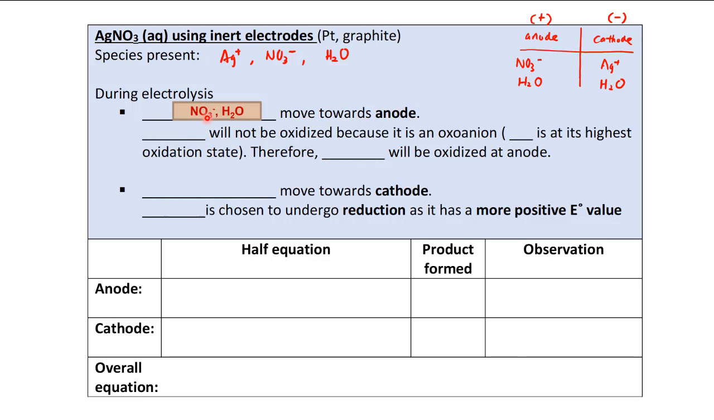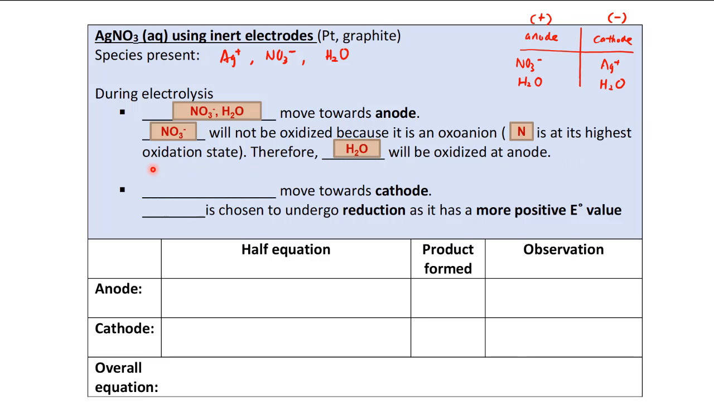Between these two species, NO3- will not be oxidized because it is an oxoanion. Oxoanion means that the central atom, nitrogen in this case, is at its highest oxidation state. So it won't be oxidized. So we are going to choose H2O to be oxidized at anode to produce oxygen gas.